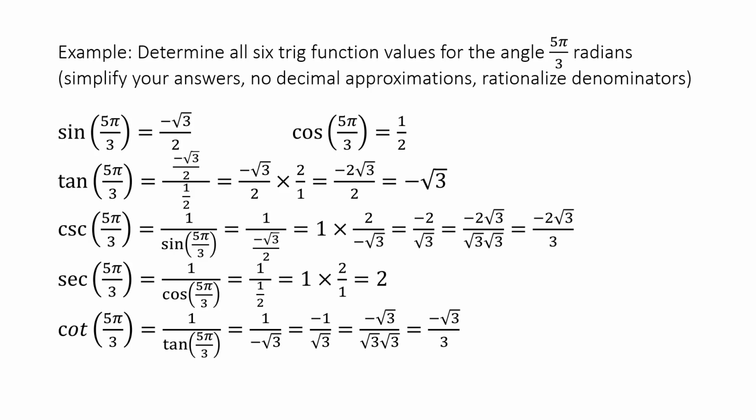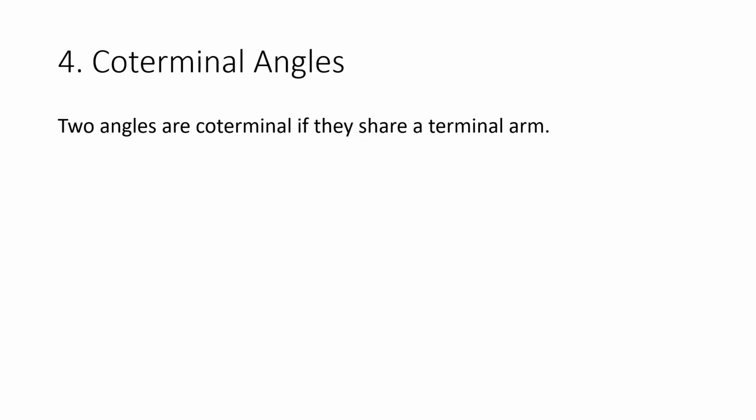Now we have the secant of 5 pi over 3. That's the same as 1 over the cosine of 5 pi over 3. 1 over 1/2 equals 2. And finally, the cotangent of 5 pi over 3 is 1 over the tan of 5 pi over 3. 1 over negative root 3 is the same as negative 1 over positive root 3, but we want to rationalize our denominators. And we also want to, if there's a negative sign, put it in the numerator instead.